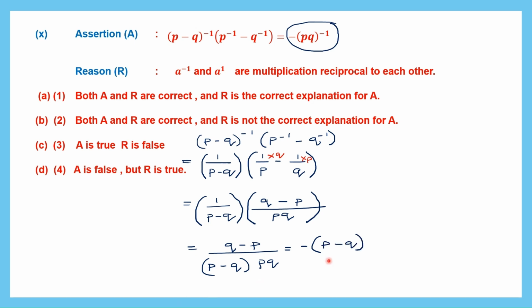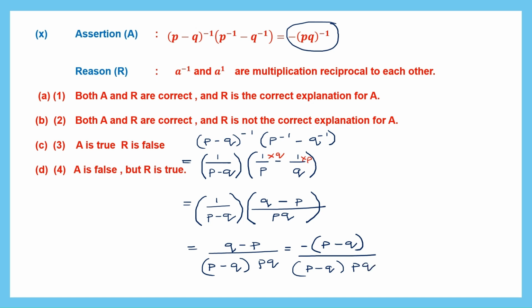Remember, if you do this, you should get the same answer when you multiply. So let's multiply and see. Minus into p is minus p, we have minus p there. Minus into minus q is plus q, we have plus q there. So whenever you have to change the order, all you have to do is put the negative sign outside and write p minus q inside. Now in the denominator, we have p minus q into pq.